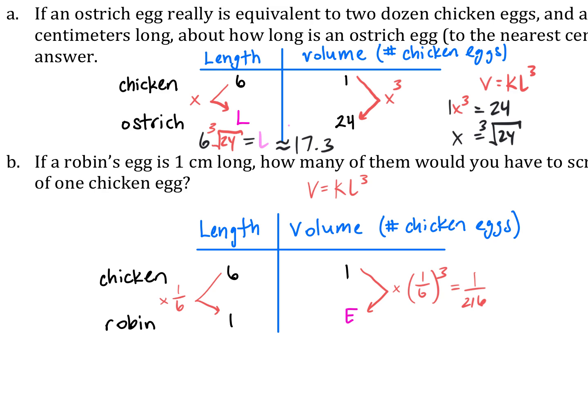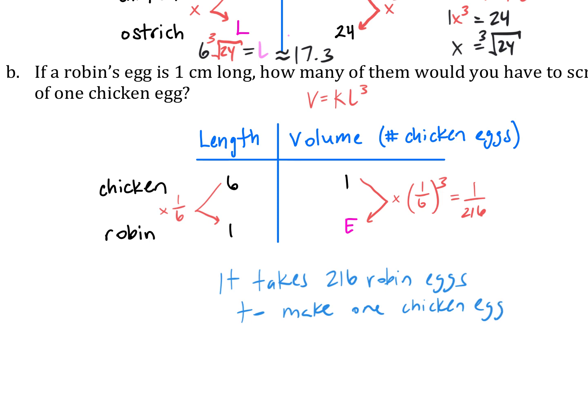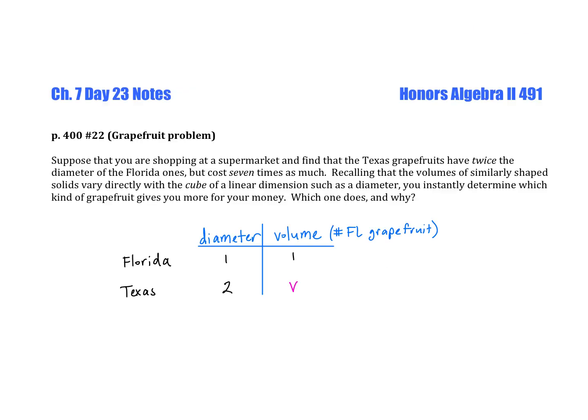So then we have to think, well, how many robin's eggs to make 1 chicken egg? Well, we just interpret it and we say, well, if a robin's egg is 1/216th, then it takes 216 robin eggs to make 1 chicken egg. Kind of crazy. All right, let's take a look at the last example and we'll be on our way.